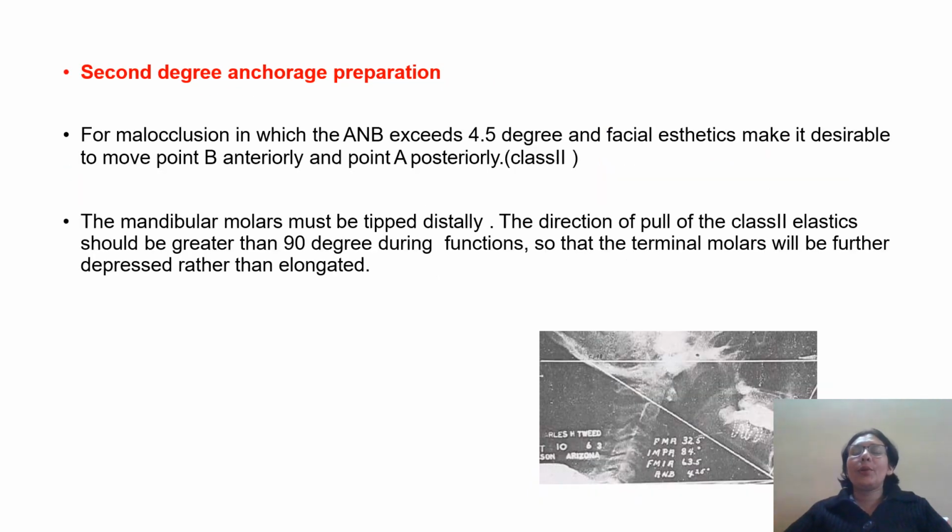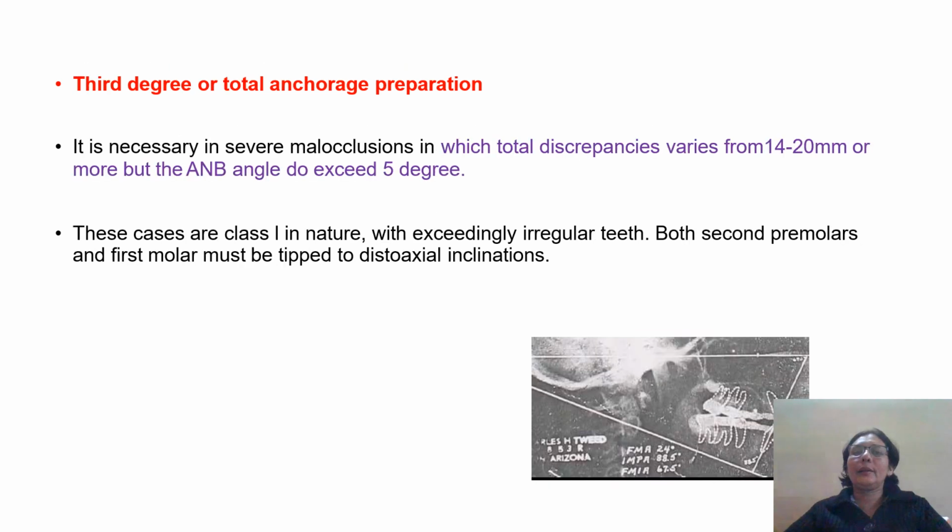Second degree anchorage preparation: ANB more than 4.5 degrees in facial aesthetics makes it desirable to move point B anteriorly and point A posteriorly. Here mandibular molars must be tipped distally. The direction of pull of the class 2 elastic should be greater than 90 degrees during function so that the terminal molar will be further depressed rather than elongated. Now, third degree anchorage preparation, whenever the discrepancies are more than 14 to 20 millimeters or more, but the A and B angle does exceed 5 degrees.